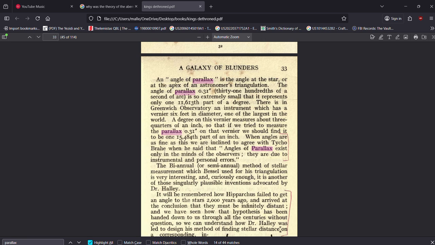It says an angle of parallax is the angle at the star, or at the apex of an astronomer's triangulation. The angle of parallax, 0.31 hundredths of a second of arc, is so extremely small that it represents only 1/11,613th part of a degree, which translated to a degree on a vernier on this scale would have translated to 1/15,484th part of a single inch. When angles are as fine as this, we are inclined to agree with Tycho Brahe when he said that angles of parallax exist only in the minds of the observers. They are due to instrumental and personal errors. And this is from Gerard Hickson in the early 20th century. It's called King's Dethroned.